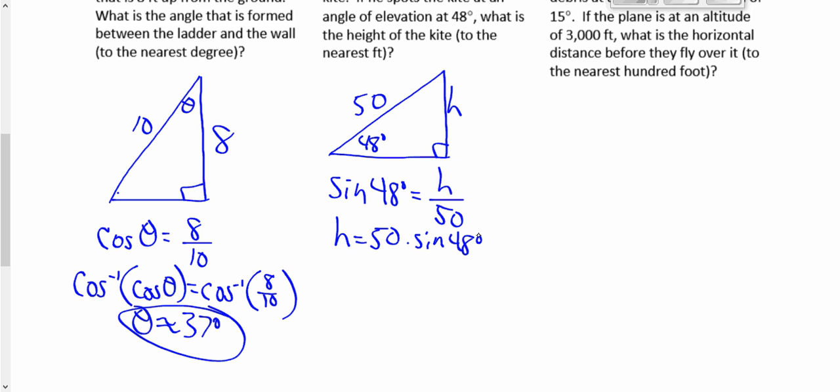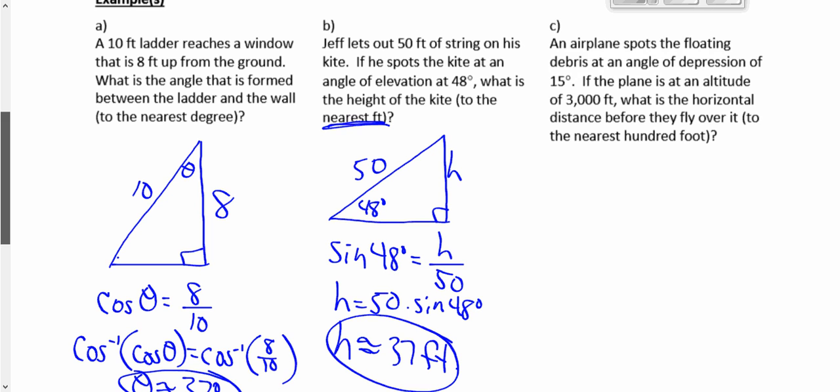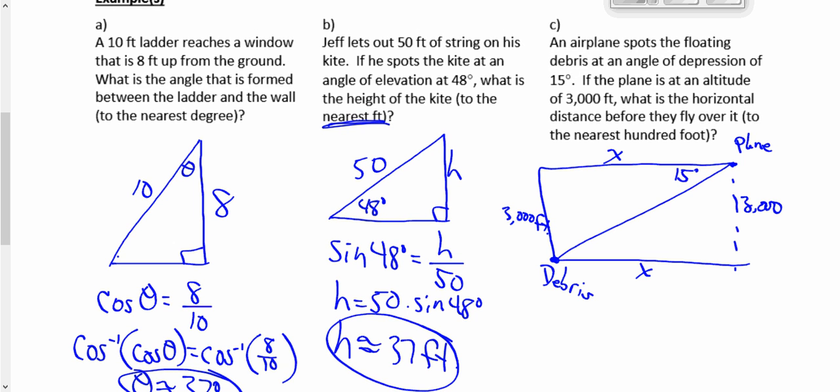So what's the height of the kite? 37. Round to the nearest what? So 37. I'll put approximately feet. All right, one more here. Read that one over. Draw a picture. Darn it. Forgot to hit record, but here's the setup.